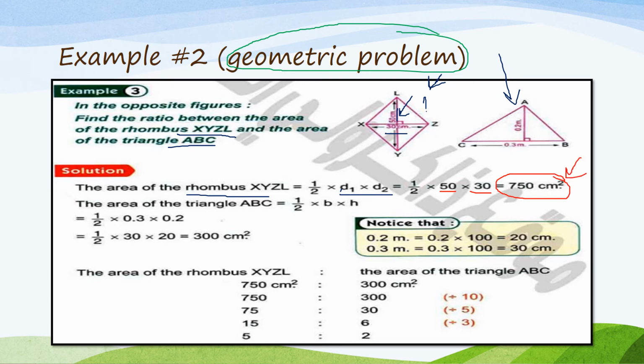Good, it's easy. So half times diagonal 1 times diagonal 2, let me change the color so you can see a little bit more. So half times 50 times 30 is going to be 750 centimeters squared, because it's area. Don't forget the centimeter squared.